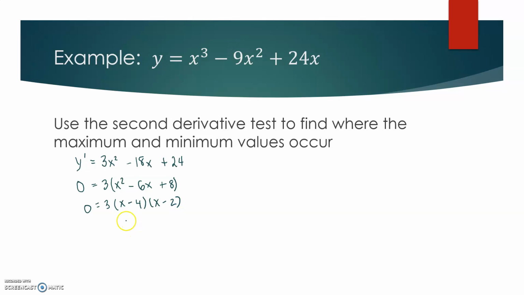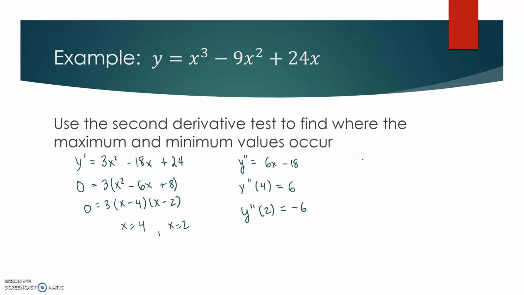And then we have critical points at x equals 4 and x equals 2, and both of those critical points are the kinds where we have horizontal tangents. So we are set up really well to use the second derivative test, so I'm going to go ahead and do that. So the second derivative at 4 is 24 minus 18, or 6. And the second derivative at 2 is 12 minus 18, or negative 6.